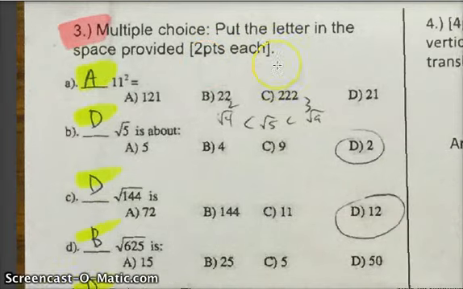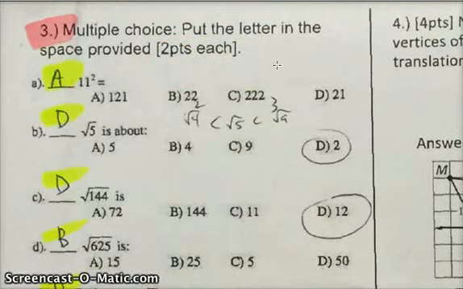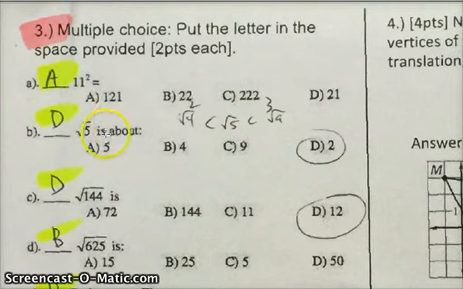For question number 3, multiple choice, put the letter in the space provided. 11 to the power of 2 means 11 times 11, which would be 121, A. The square root of 5 is about what number? I showed you guys how you can estimate square roots. So a number smaller than the square root of 5 is the square root of 4. A number larger than square root of 5 is the square root of 9. Square root of 9 is 3 times 3, or 3. And square root of 4 is 2. So it's between 2 and 3. And the closest number would have been D.